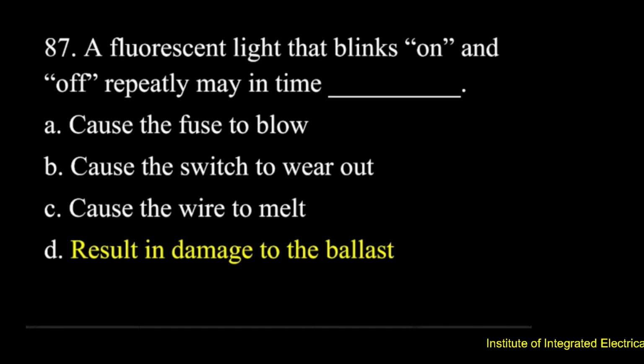A fluorescent light that blinks on and off repeatedly may in time blank. A. Cause the fuse to blow. B. Cause the switch to wear out. C. Cause the wire to melt. D. Result in damage to the ballast.